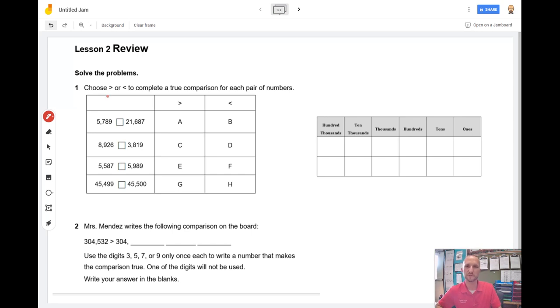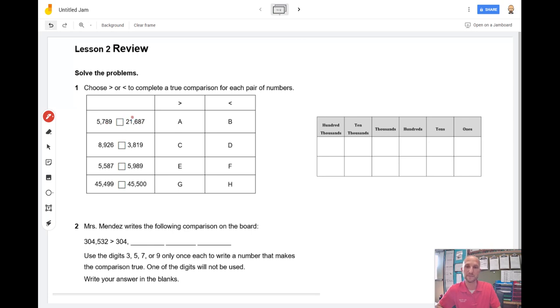So I'm going to go over some different types of problems that you might encounter in your practice this week. This first one says choose greater than or less than to complete a true comparison for each pair of numbers. So here I have 5,789 compared to 21,687. So we learned the first thing we want to do is look at how many digits there are, and look at the greatest place value.